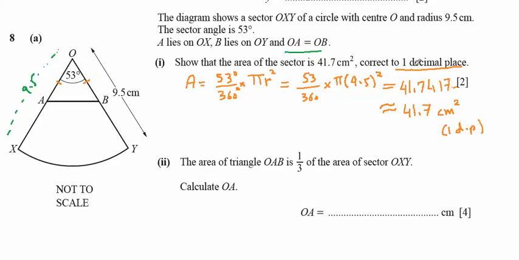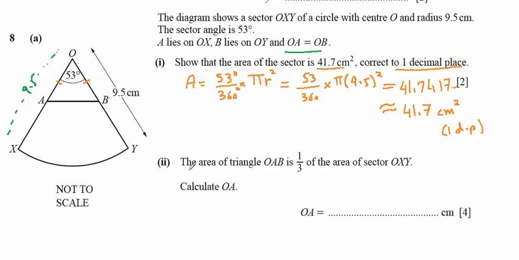If in the question they mark some accuracy level and you don't follow that, you will be penalized. You will lose 1 mark if you don't write 41.7. If you write 41.74 or 41.7417, you will lose 1 mark because you have to show it to one decimal place. It is exactly 41.7. So this was a straight question. By using the formula, we got the answer directly.